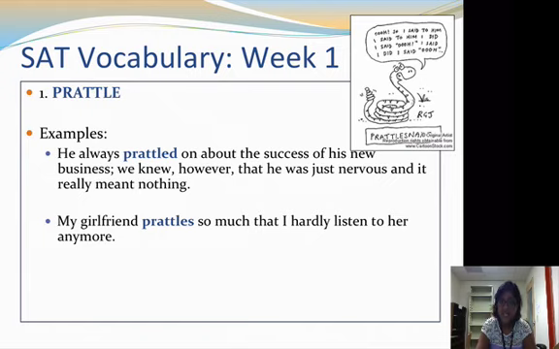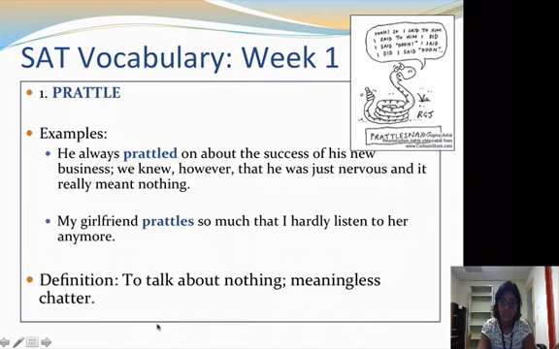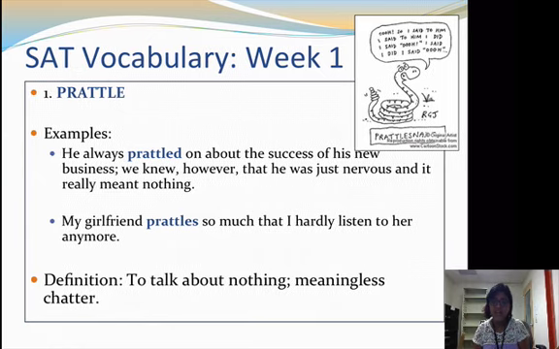Once you're ready, copy this definition. Pause the video if you need to. Prattle means to talk about nothing, meaningless chatter. Now that you've copied down the definition of prattle, try to use it in your own original sentence and write that down. Pause the video if you need to.